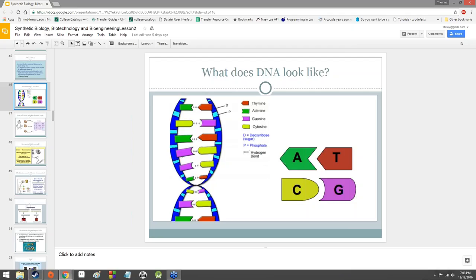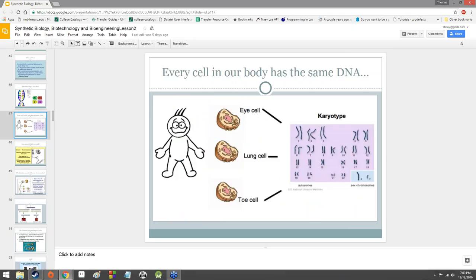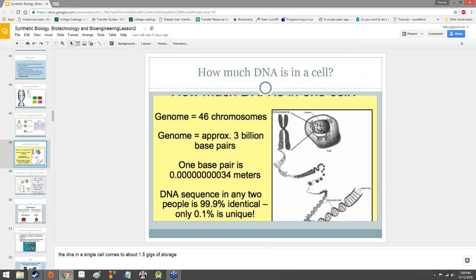Now, the specific ordering of those pairings is what determines the makeup of DNA, the genetic code, even though you only have two different kinds of pairs. The fact is, there exist 3 billion pairs in the human genome. So 3 billion pairs of A, T and C, G means that there is a pretty big variance.